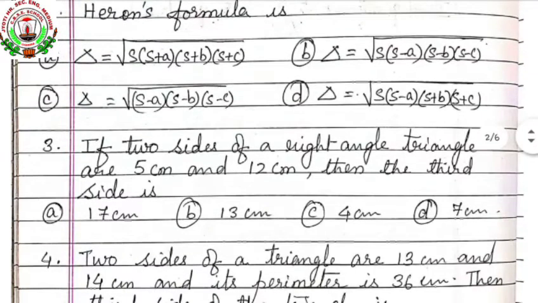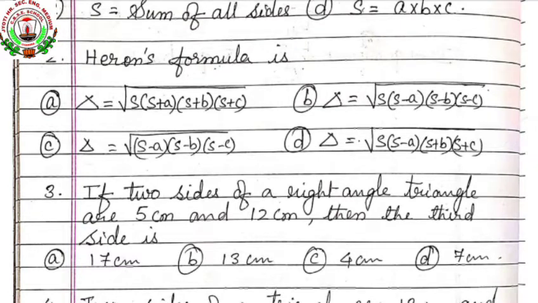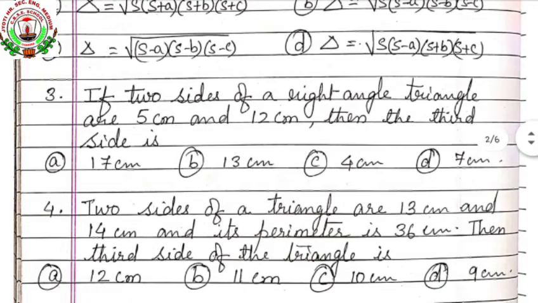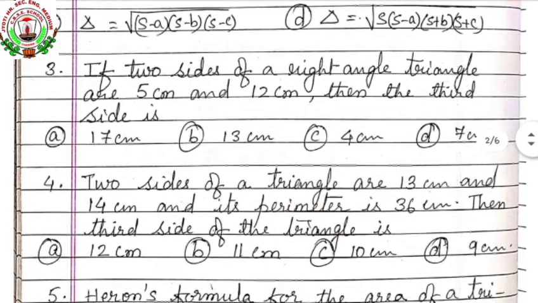Then third question, if two sides of a right angle triangle are 5 centimeter and 12 centimeter, then find the third side. To get the third side, we have to use Pythagoras theorem. So using Pythagoras theorem, find the correct answer for this. Now fourth question is, two sides of a triangle are 13 cm and 14 cm and its perimeter is given. Perimeter means sum of all the 3 sides, 2 sides are already given. To get the third side, we have to subtract the sum of the 2 sides from the perimeter and then you will get the third side.